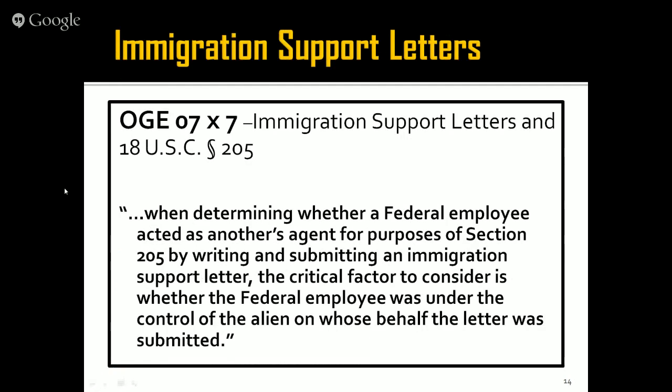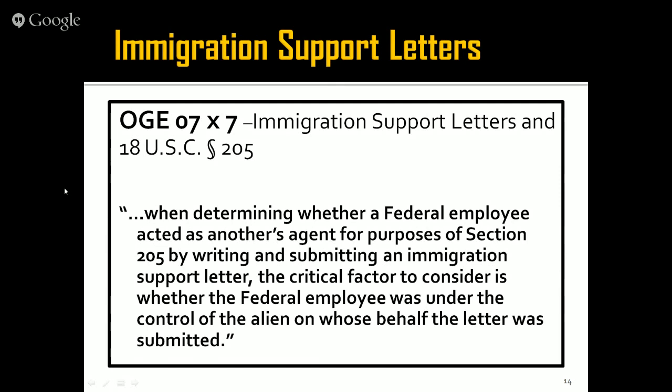Next slide, please. The next area that it's similar are other types of character references, other types of support letters that aren't for employment per se, but that have the nature of a character reference, which we have also said there are circumstances when you may use your title and your agency letterhead for character reference types of things. The area where it comes up for us most often are immigration support letters, and so much so that we actually issued an informal advisory on it, OGE 07X7.